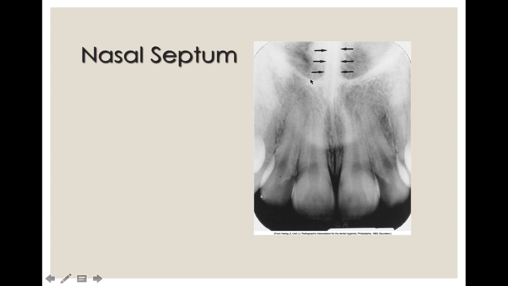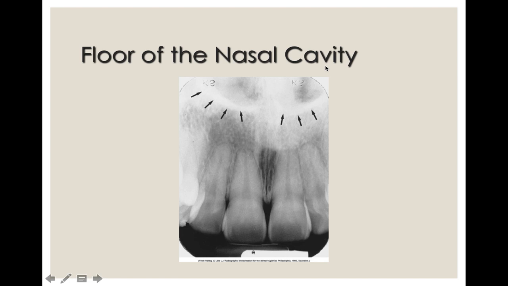So we have our nasal cavity here, and then our nasal septum right here. Next, the floor of the nasal cavity. That's the bony wall formed by the palatal process of the maxilla and horizontal portions of the palatine bone.